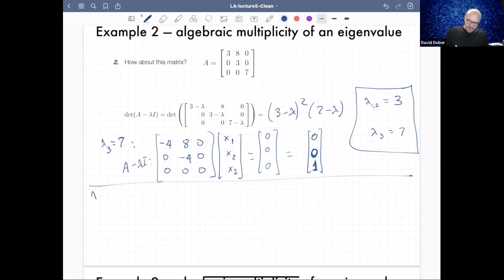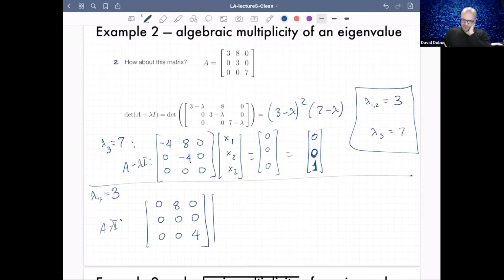How about the other eigenvalue, the repeated eigenvalue? How many eigenvectors do I have associated with that? So now this other eigenvalue is 3. So what's my A minus lambda I matrix? 0, 8, 0, 0, 0, 0, right? I get a 0 row there. And 0, 0, 4, right?